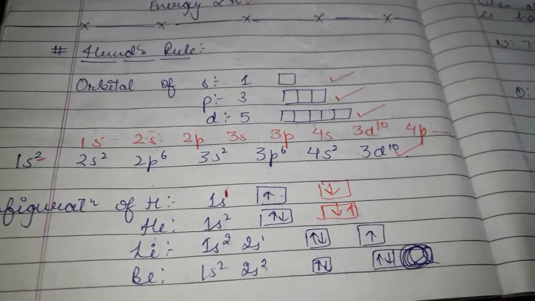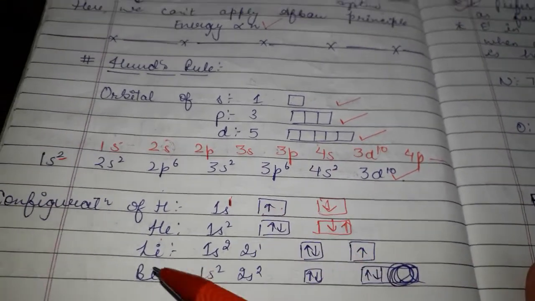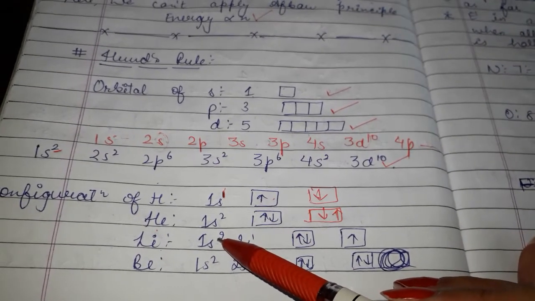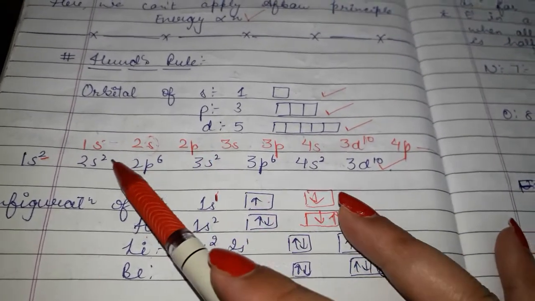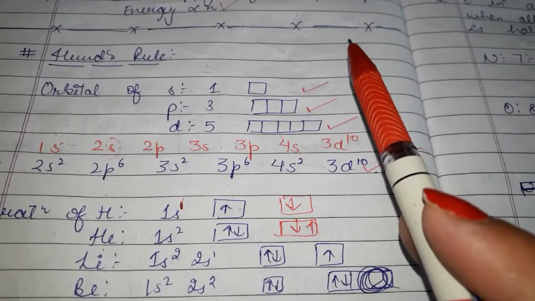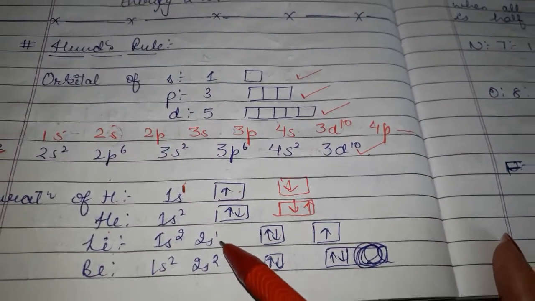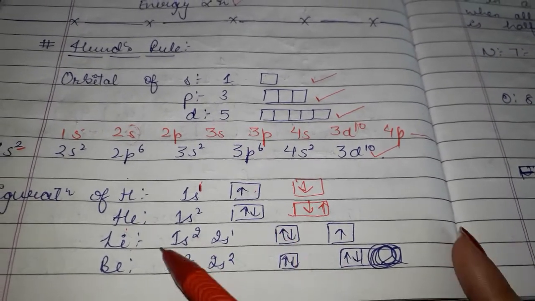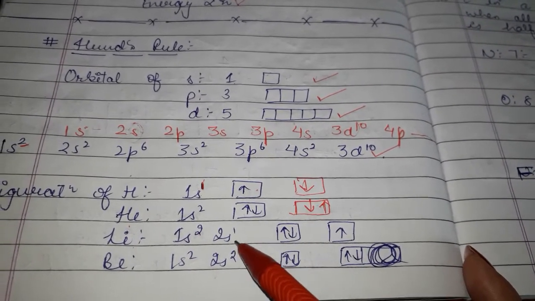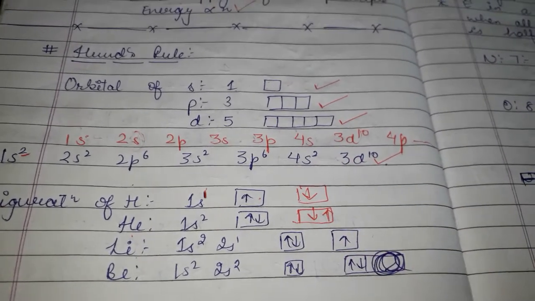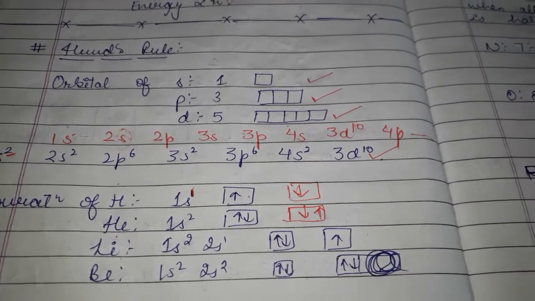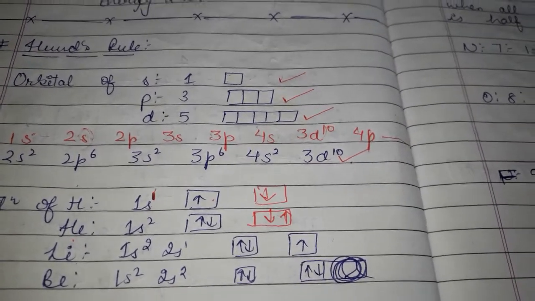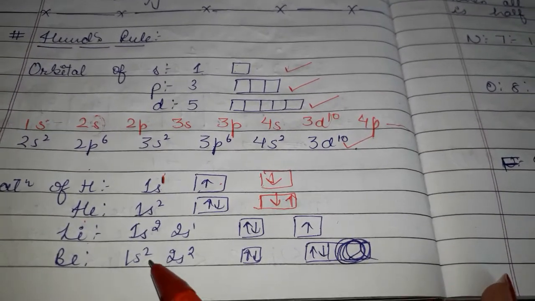Spin should be opposite. Okay, for lithium, 3 electrons, 1s2 completely filled, then 2s. 2s can accommodate a total of 2 electrons, but we have 1 electron only. So here it will be 2s1. 1s2 orbital has 2 electrons, 2s has 1 electron. You can write it in any way, with the upward spin or the downward arrow. Same for the beryllium.